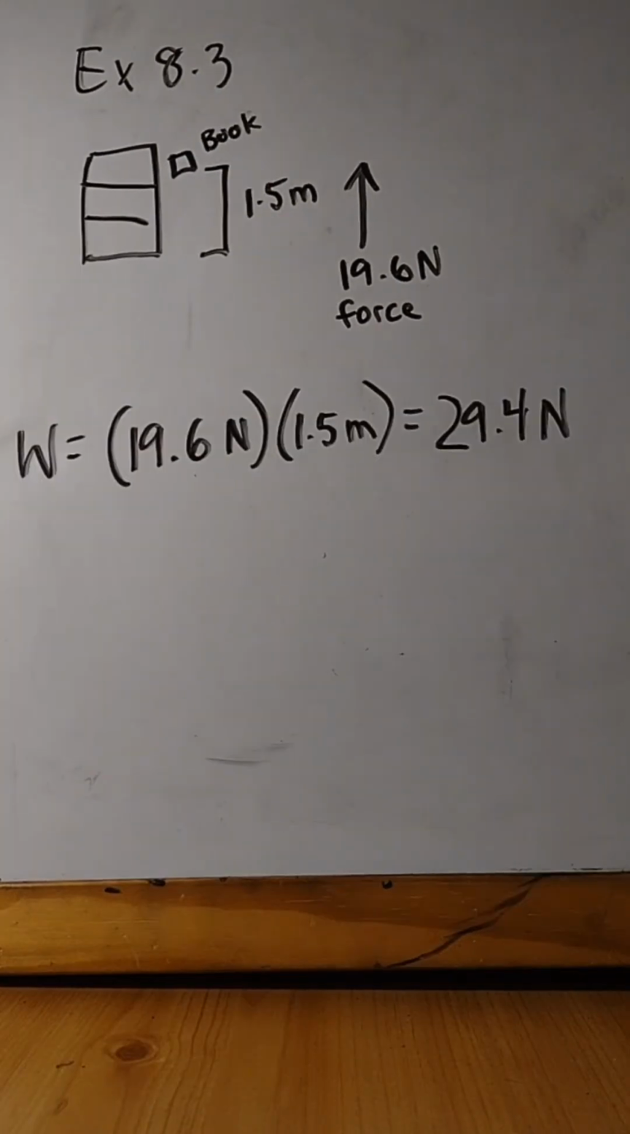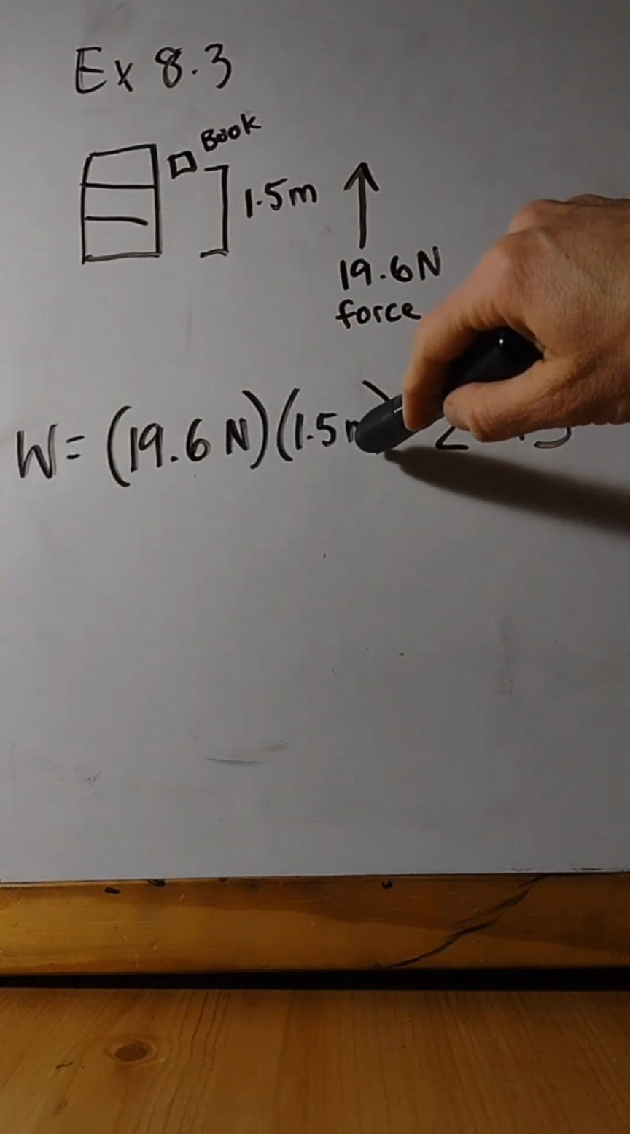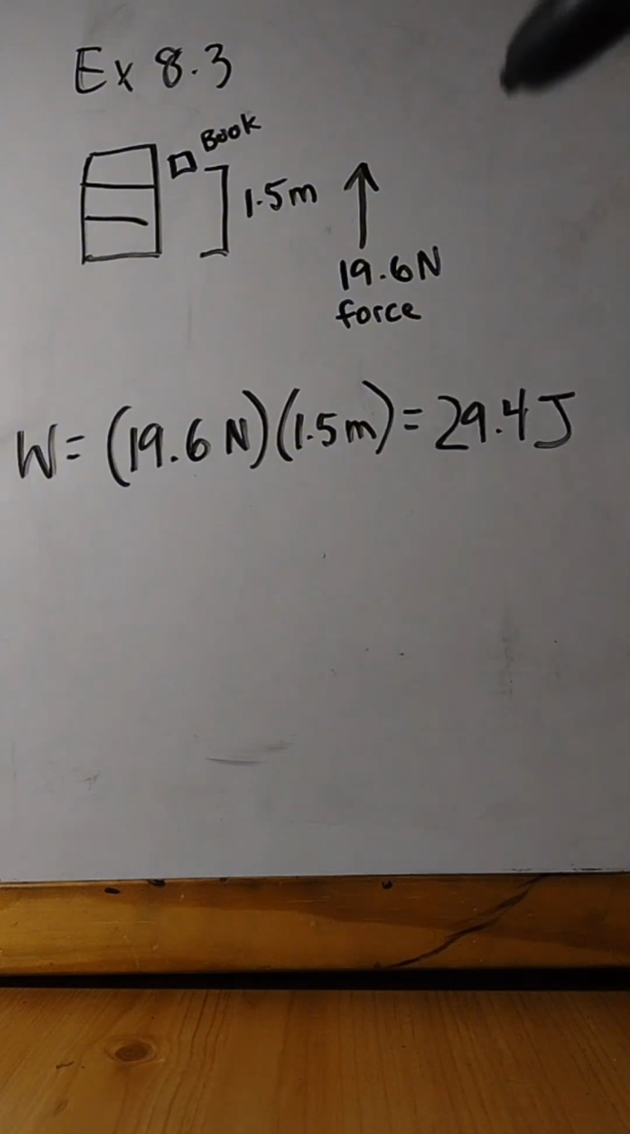So work equals 19.6 newtons times 1.5 meters equals 29.4 newtons. Now, what if I tried to do this equation with 1.5 feet instead of 1.5 meters? Or what if I had the meters in a different form? It wouldn't work because I'm looking at this and I made a mistake. Just kidding. That's joules. It wouldn't work because joules is a Newton meter, and so you have to have your distance in meters to get joules.